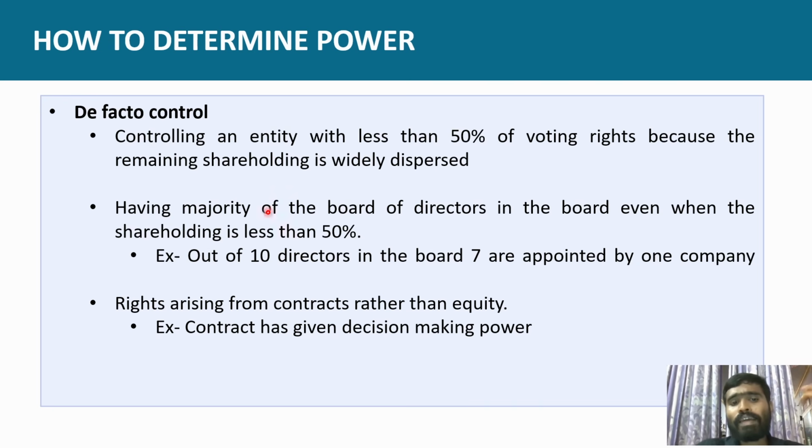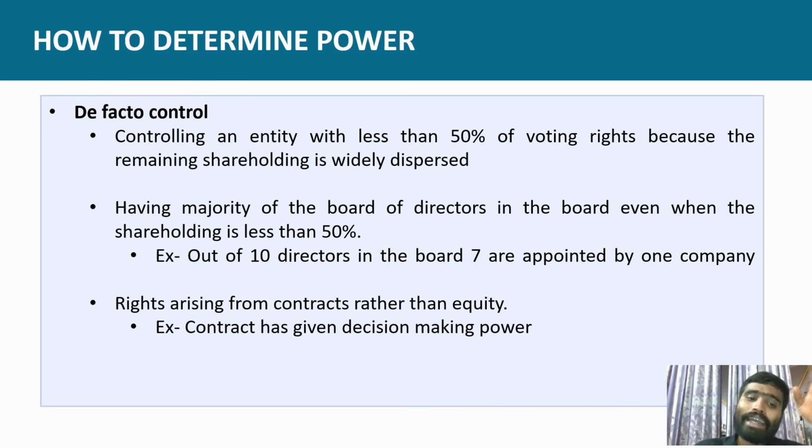Second, we can have a majority of board of directors in the board of another company. Example, if I have 10 directors in my board and 7 are appointed by another company, automatically those 7 people will not listen to me. They will listen to the company who had appointed them. Here also we will get de facto control.